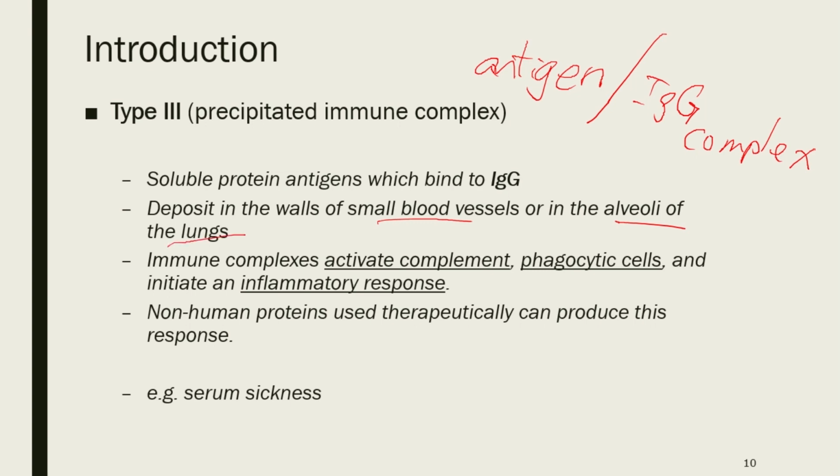These immune complexes are especially good at activating the complement, phagocytic cells and inflammatory responses, okay. And a non-human protein used therapeutically can produce this response, right? So we kind of mentioned it in our lecture last week, or the week before, actually. Not a long time ago, but we kind of tested this idea, right? Serum sickness, where you are receiving a serum from an animal, so that could lead to this type 3 hypersensitivity.